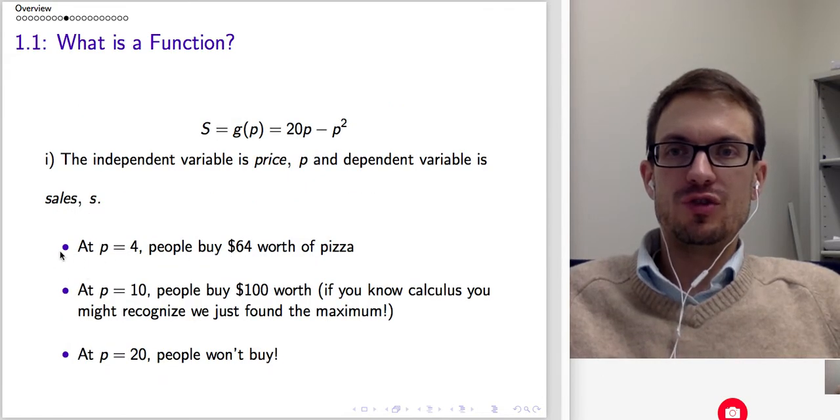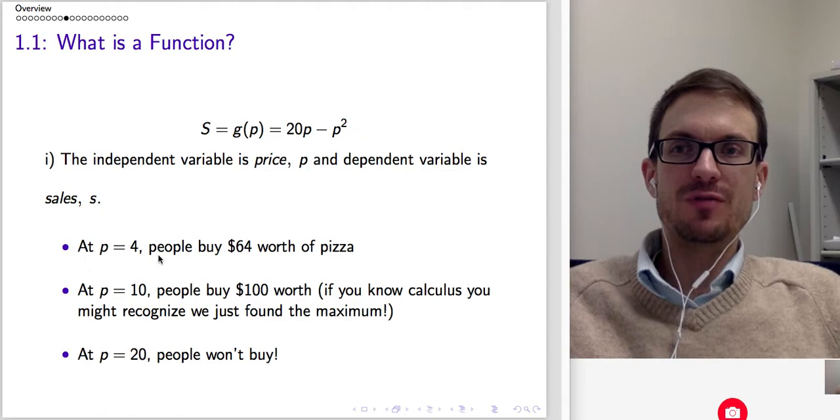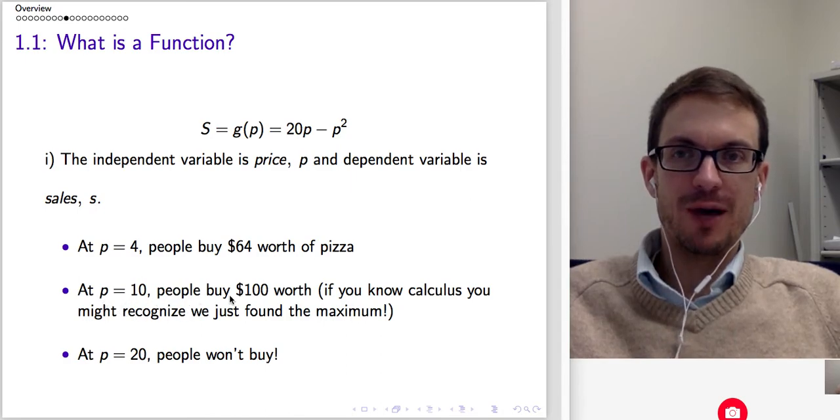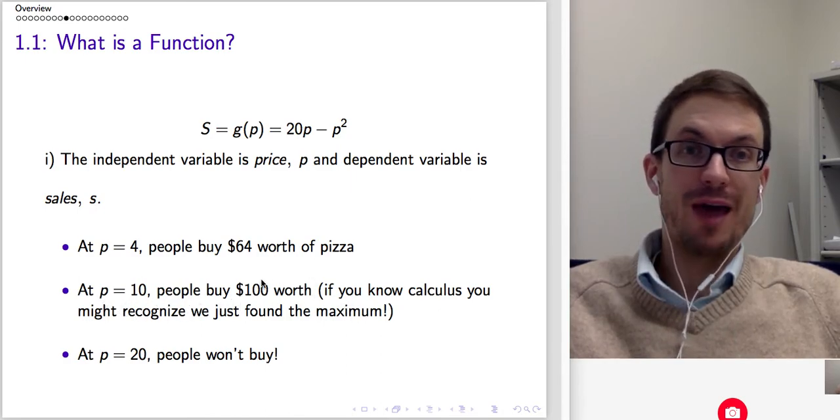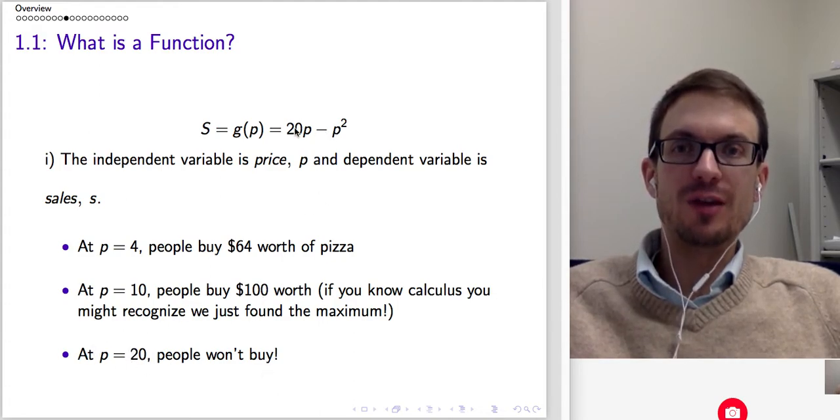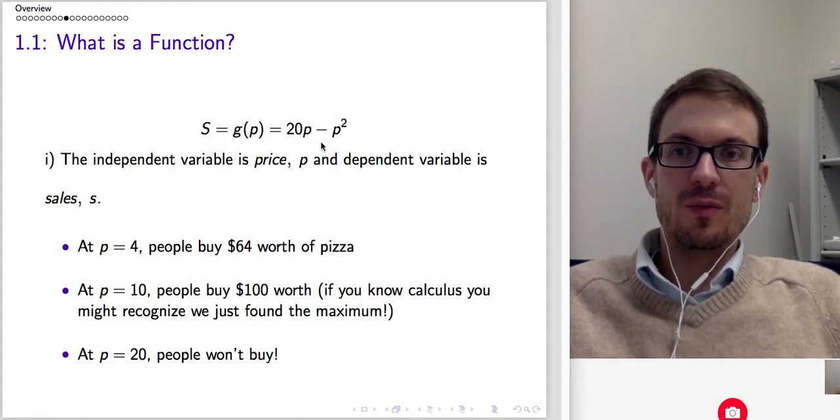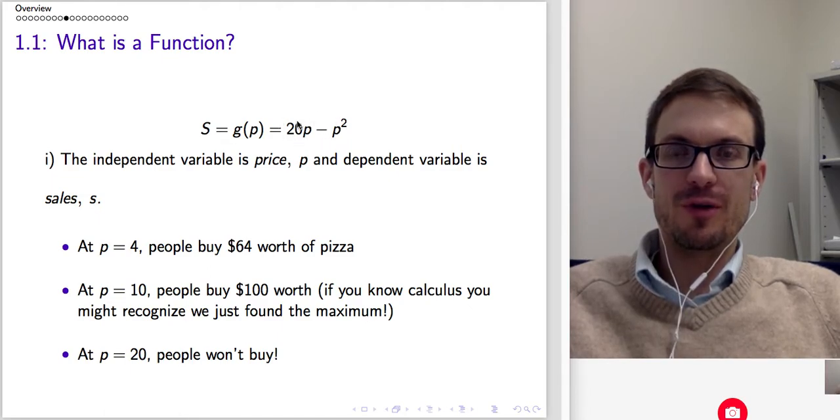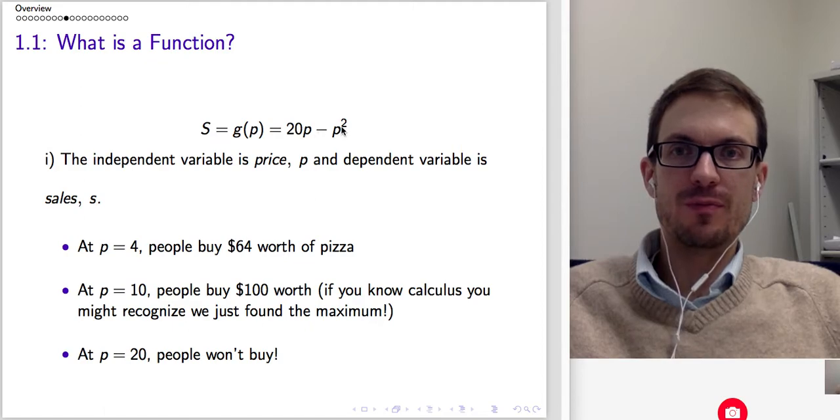Okay, so G of 4 has the interpretation: at a price of 4, people buy $64 worth of pizza. G of 10 has the interpretation: at a price of 10, people buy $100 worth. And note, this is our maximum actually. And then at a price of 20, people won't buy. Well, you can see that looking at this function here, right? So let's put in 20 for P. 20 times 20 is 400 minus 20 squared. 20 times 20 is 400, so this whole thing is 0. That tells us at a price of 20, S, or sales, is 0. Price is too high.